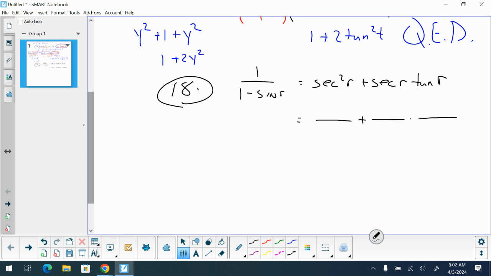Secant squared r, what can we rewrite that as in terms of sine and cosine, Trenton? Okay, 1 over cosine squared of r. Secant squared, 1 over cosine squared, and secant, we can still do 1 over cosine. Tangent in terms of sine and cosine, what is it? Tangent is equal to sine r over cosine r.